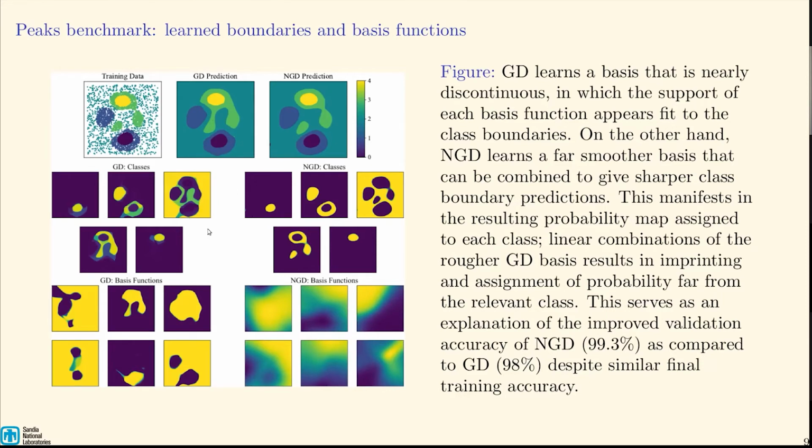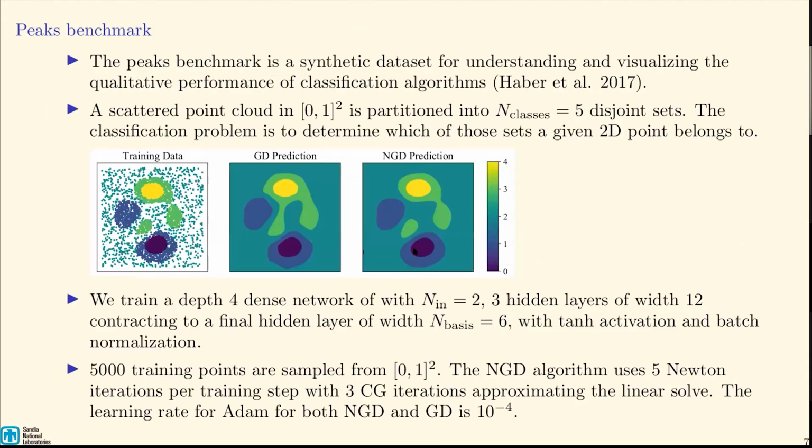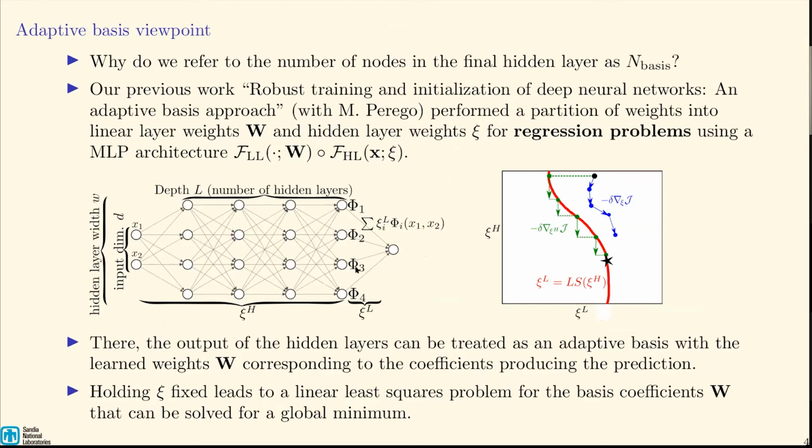And something remarkable here is the difference in the basis functions. These are simply plots of phi1, phi2, phi3, phi4, phi5, and phi6.